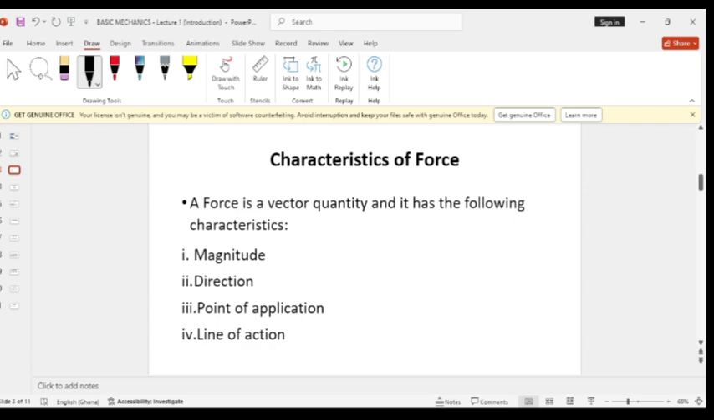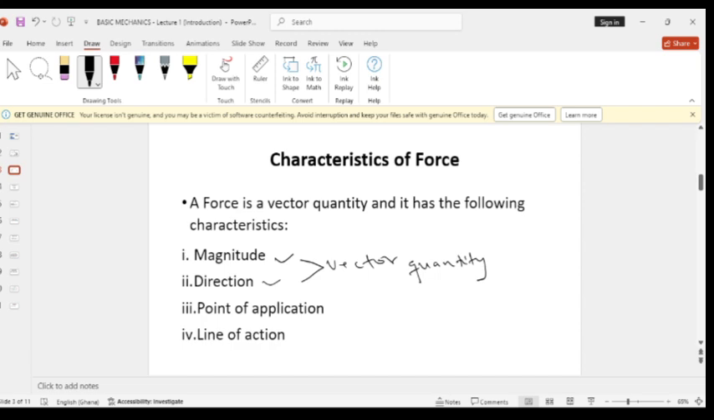Don't get yourself confused. So what is a force and what makes a force a force? We say a force is a vector quantity. When we say a force is a vector quantity, it means it has magnitude and it also has direction. So these two points, the magnitude and direction, make it a vector quantity. So a force has both magnitude and direction. But in other characteristics, we can also say it has a point of application and also a line of action.